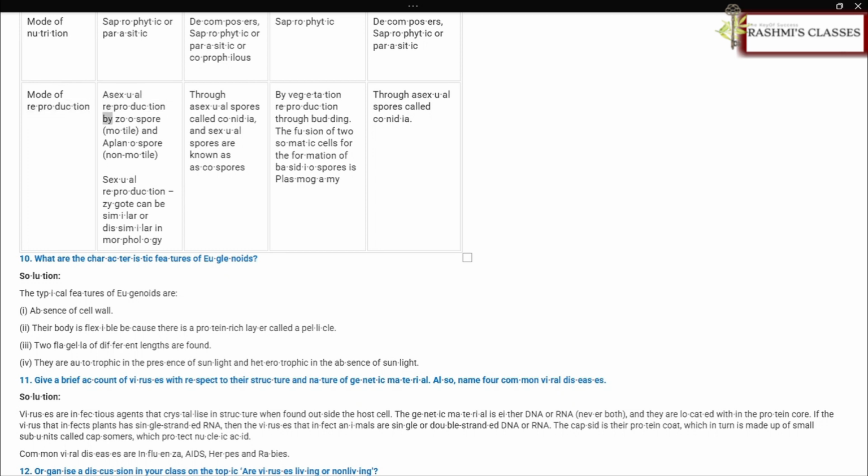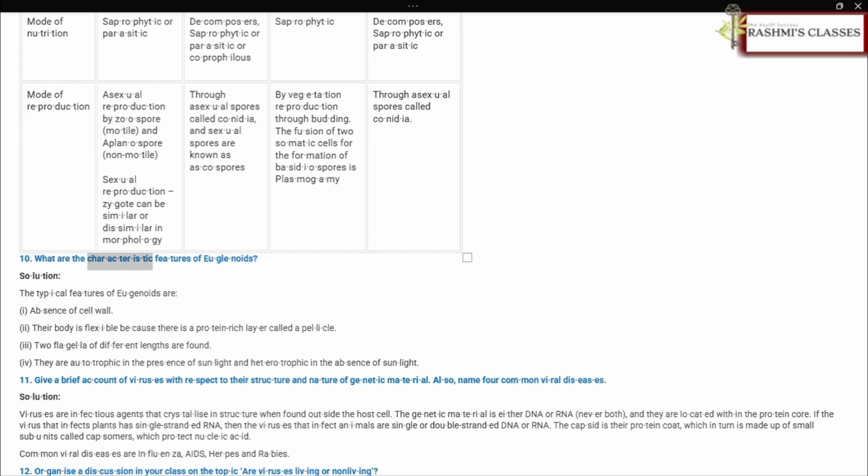Mode of reproduction. Asexual reproduction by zoospore, motile, and aplanospore, non-motile. Sexual reproduction, zygospore, can be similar or dissimilar in morphology. Through asexual spores, called conidia, and sexual spores known as ascospores. By vegetative reproduction, through budding. The fusion of two somatic cells for the formation of basidiospores is plasmogamy. Through asexual spores, called conidia.